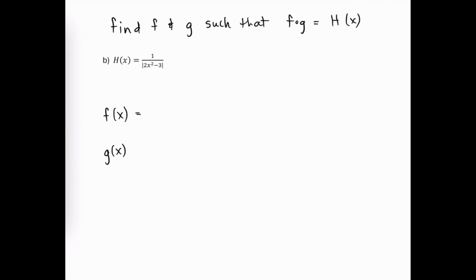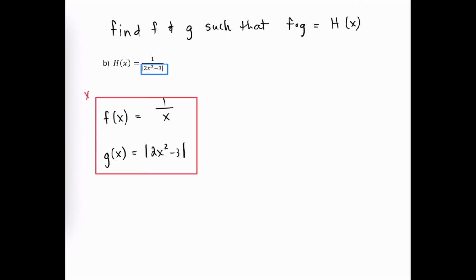Let's do this again for a new function h and see how many different answers we can come up with for f and g such that when we compose them, they generate this h of x function which we are given here. One possibility is that f of x could just be 1 over x, in which case the g of x function would need to be everything in the denominator here. So the absolute value of 2x squared minus 3. And this is one possibility for our f and g function, such that when we compose them, they generate this h function that we started with.